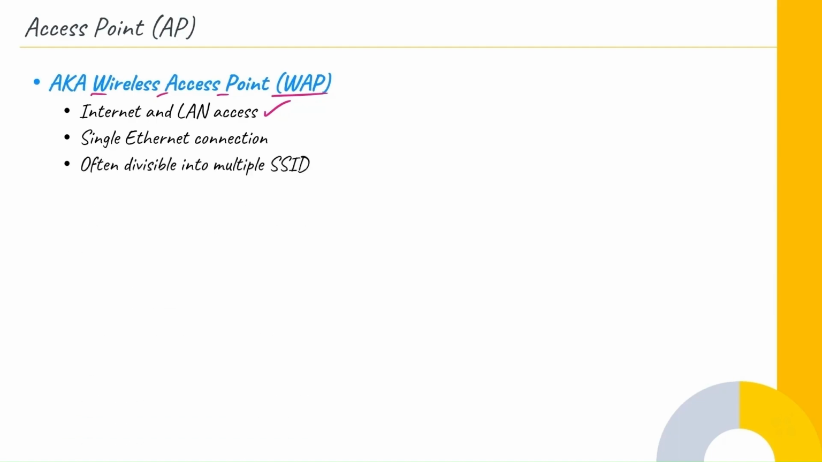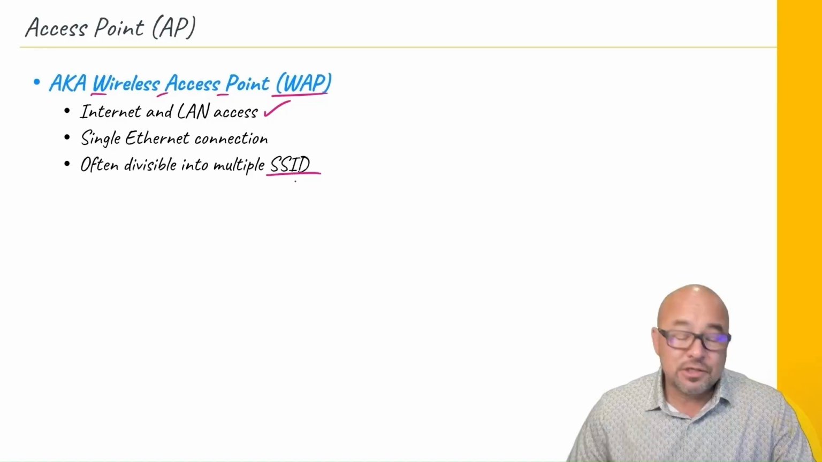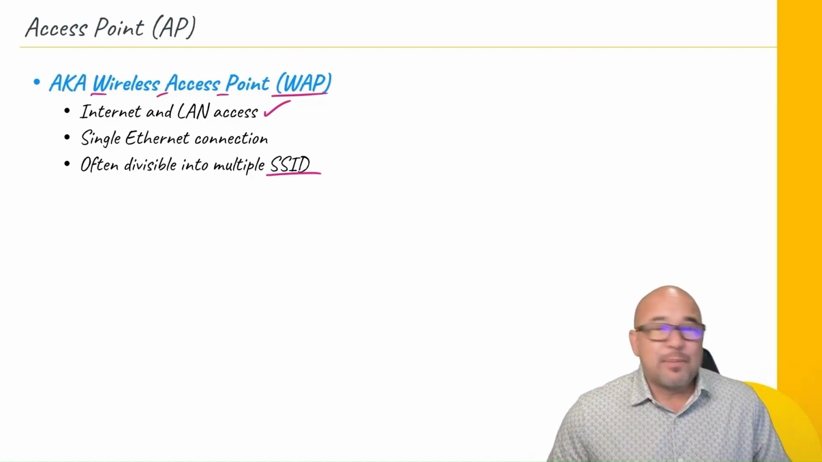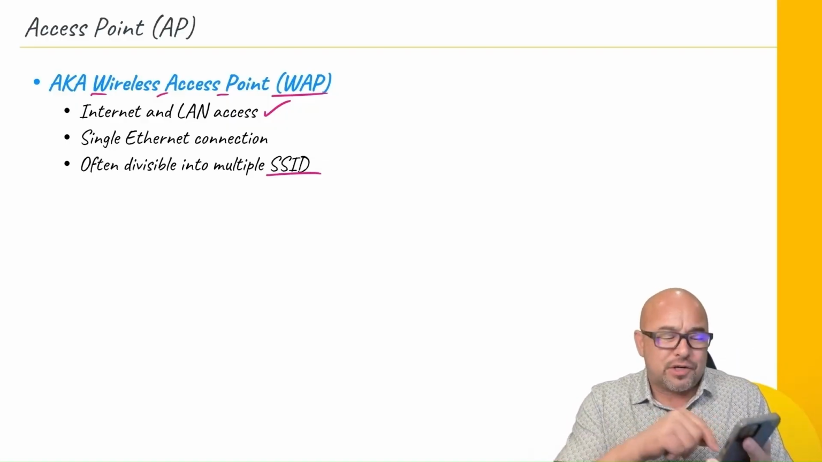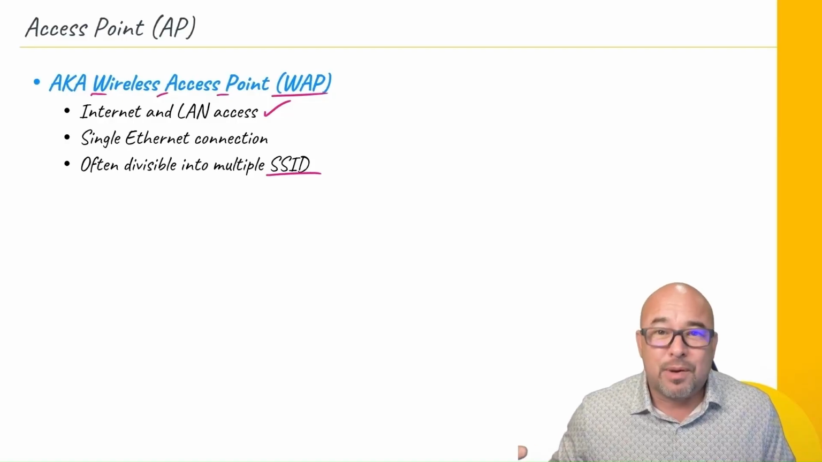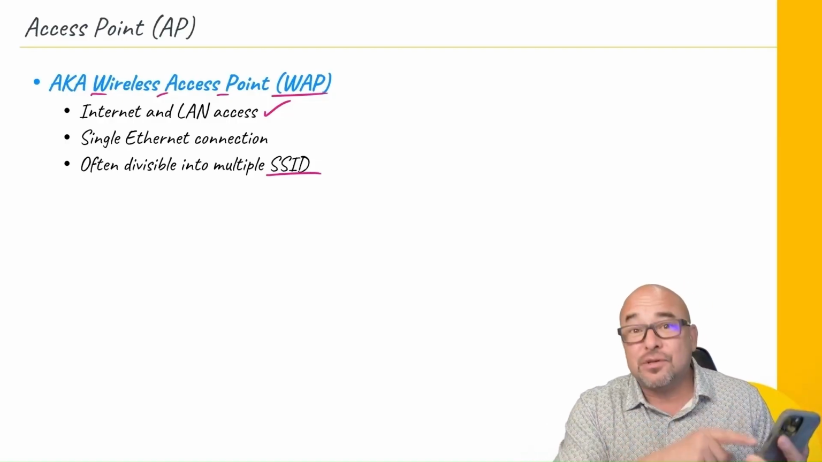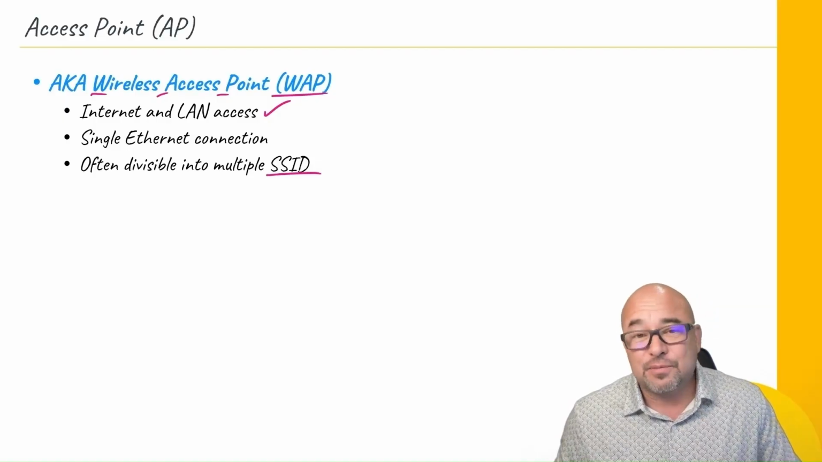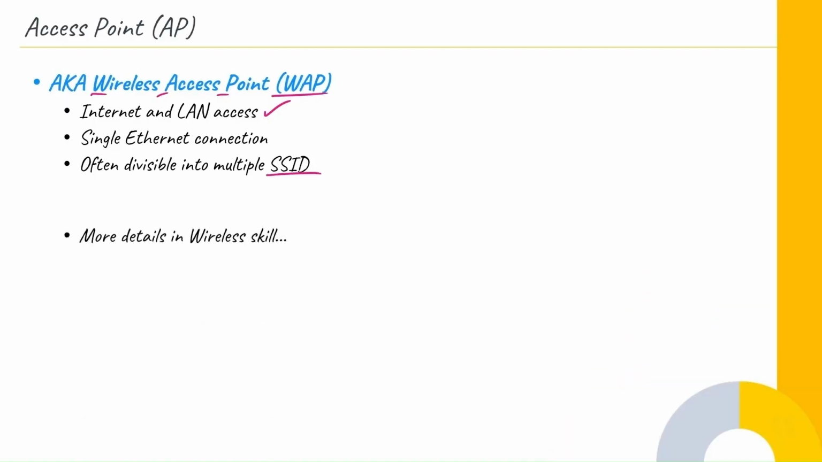These are often also divisible into multiple service set identifiers. We haven't really talked about that yet, but an SSID is just what you see when you're, for example, using your phone and you're at a restaurant and you're trying to find their Wi-Fi. Whatever the name comes up as, Billy Joe Jim Bob's Cafe or whatever, that's the SSID. That's how it's identifying that wireless access point. I'll get into more detail in this when we talk about the wireless skill coming up.